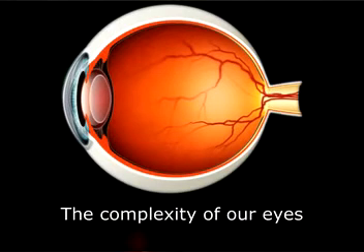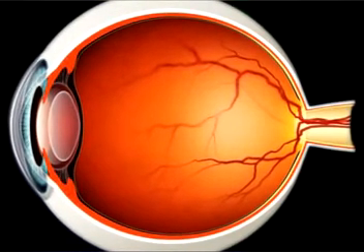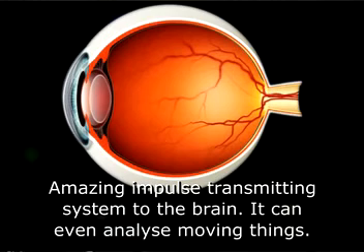For instance, the human eye has automatic focusing and aperture adjustment. It has about 135 million light receptor cells, some 120 million of which are rod-shaped and function to distinguish between light and dark. Another 6 million cells are cone-shaped and are able to identify literally millions of variations in color. All of this information is passed by an amazing impulse transmitting system to the brain. The brain can then analyze each second what the person is looking at and can even analyze moving things. As the Bible says in Psalm 139, "I praise you because I am fearfully and wonderfully made."